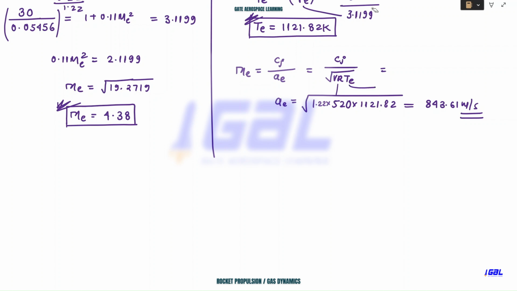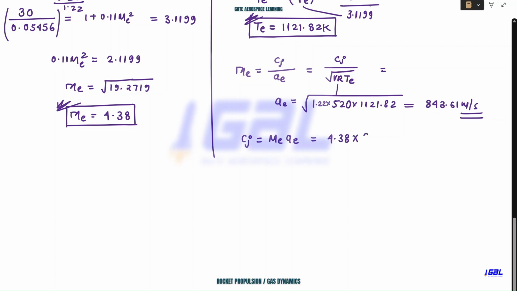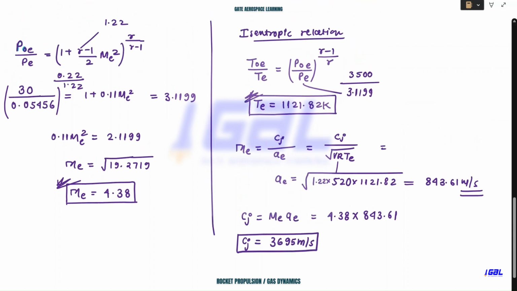Corresponding you have TE, right? Now you already know ME from here. You solve for CJ, you multiply this to this side, and this will be simply AE. ME was 4.38, A is 843.61. Solve this, CJ comes out to be 3695 meter per second. So this is the CJ value. That means at the exit of the nozzle, you have this velocity, provided that you have optimum expansion in the nozzle, that means PE is exactly equal to PA.